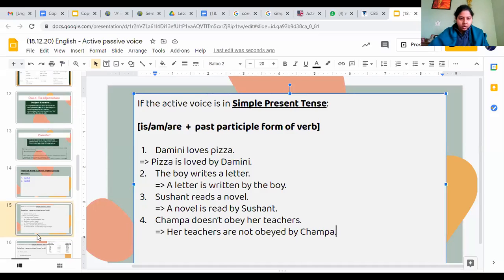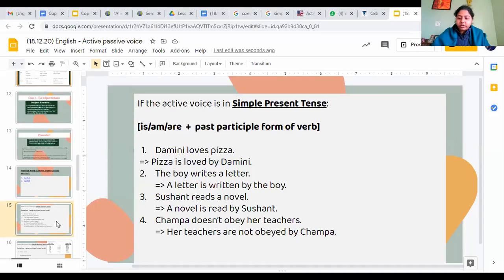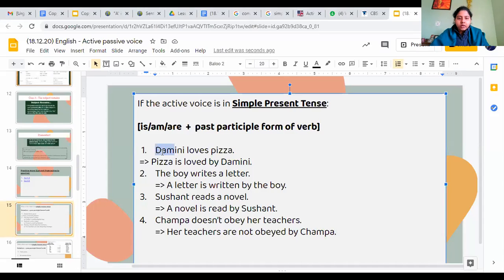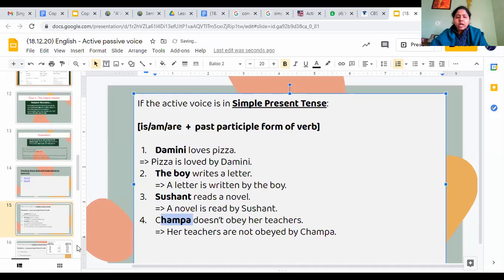All right. Everyone give me a thumbs up if we are good to go on to the next slide. Okay, so now after simple present tense, we will do simple past tense. Oh no, sorry, there is one more thing in between. So if you notice these sentences, the subject in these sentences are all proper nouns, right? Damini ho gaya, boy ho gaya, Sushant, Champa, these are all nouns.